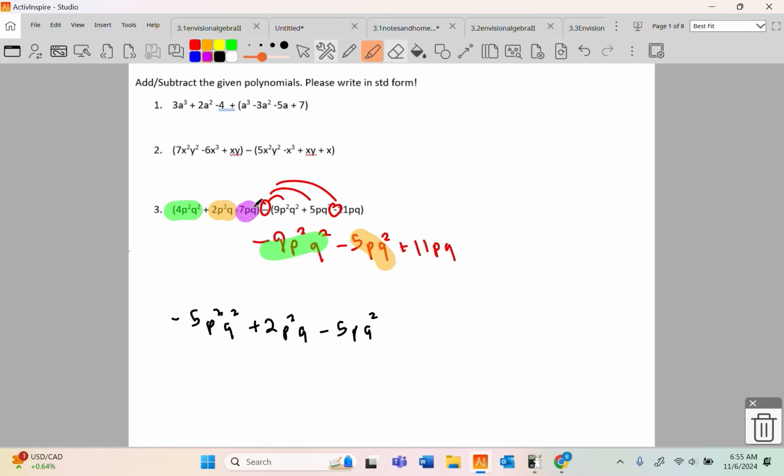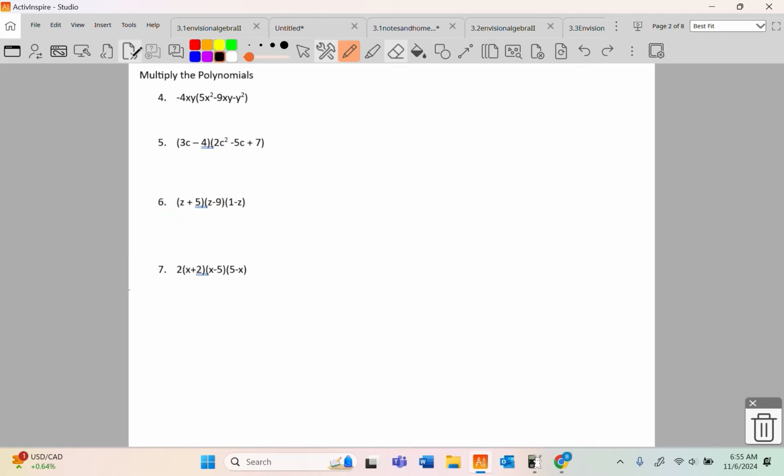And here's some like terms. There's a negative 7pq and a positive 11pq. And I'm pretty sure negative 7 and positive 11 add to 4. So plus 4pq. And there you go. There's number 3. All right, moving forward. Multiplication.